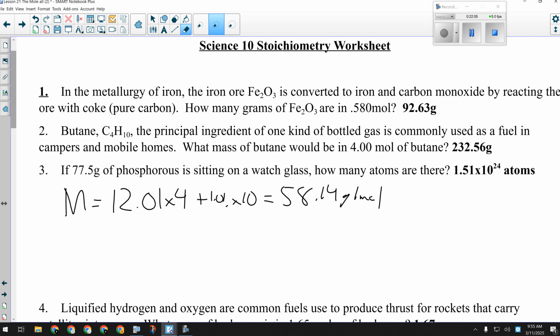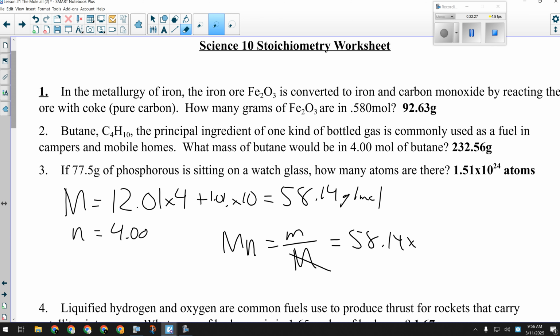N. Yeah, little n, right? Number of moles. So that's going to be 4.00. Is this the same calculation we just did? It's also a type 2 question. I'm given number of moles, I'm given the material. n equals little m over big M. Multiply both sides by big M. 58.14 times 4 moles should be 232.56 grams.